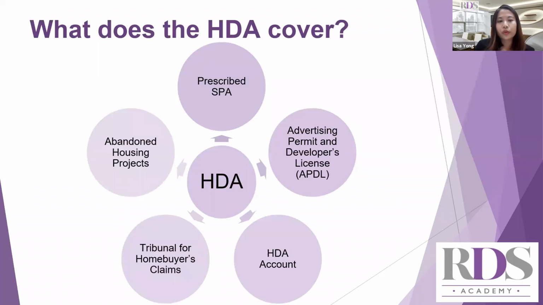What does HDA cover? HDA plays a crucial role in comprehensively protecting buyers' interest of primary market residential properties for a specific period of time. Other crucial roles of having the HDA are: it provides for a prescribed SPA agreement. Secondly, advertising permit and developer's license, which we will elaborate further later. Thirdly, HDA account. Fourthly, home buyer tribunal. And lastly, abandoned housing projects. My colleague Rachel will take it from here now.